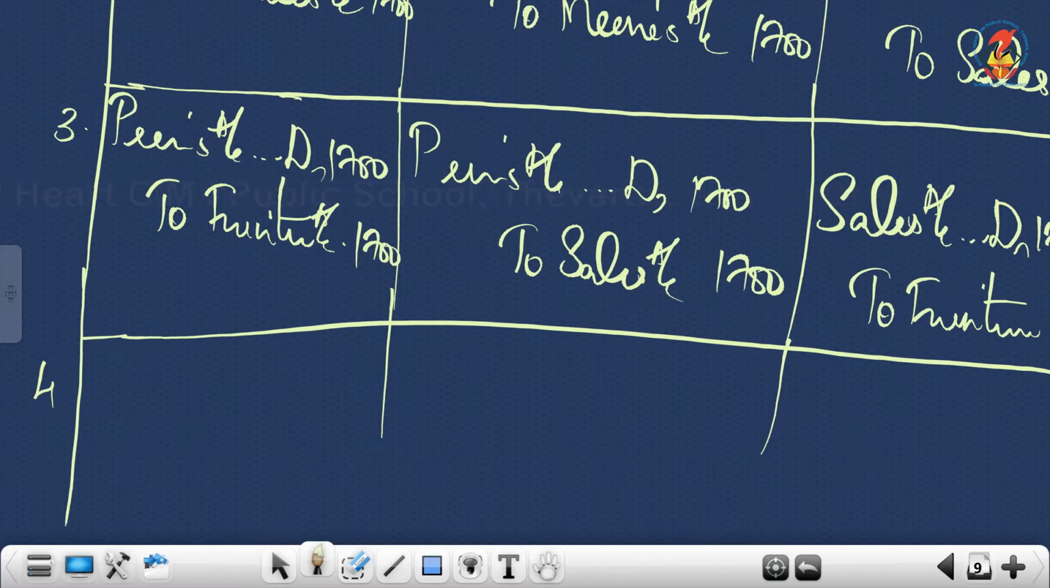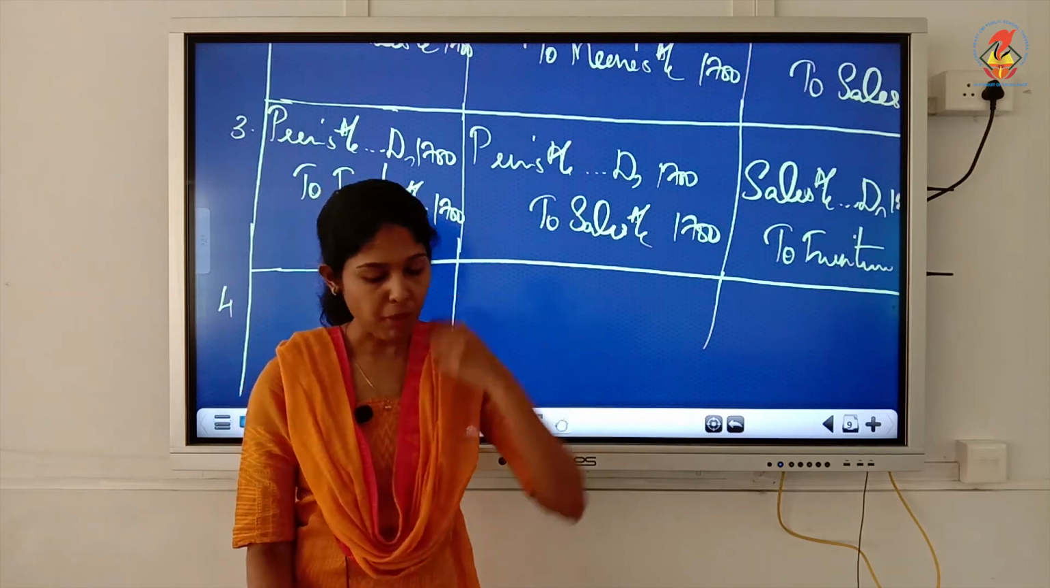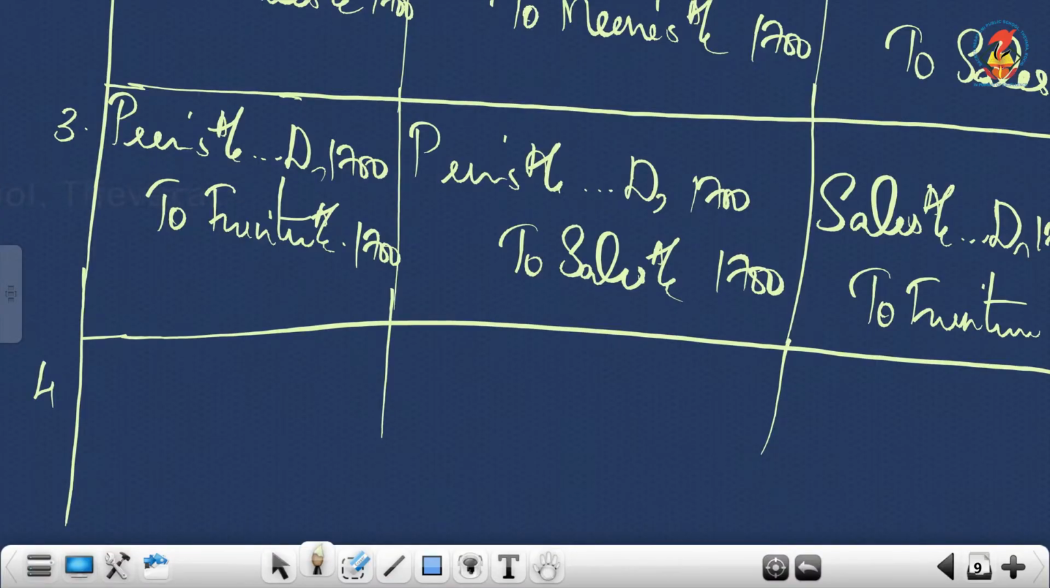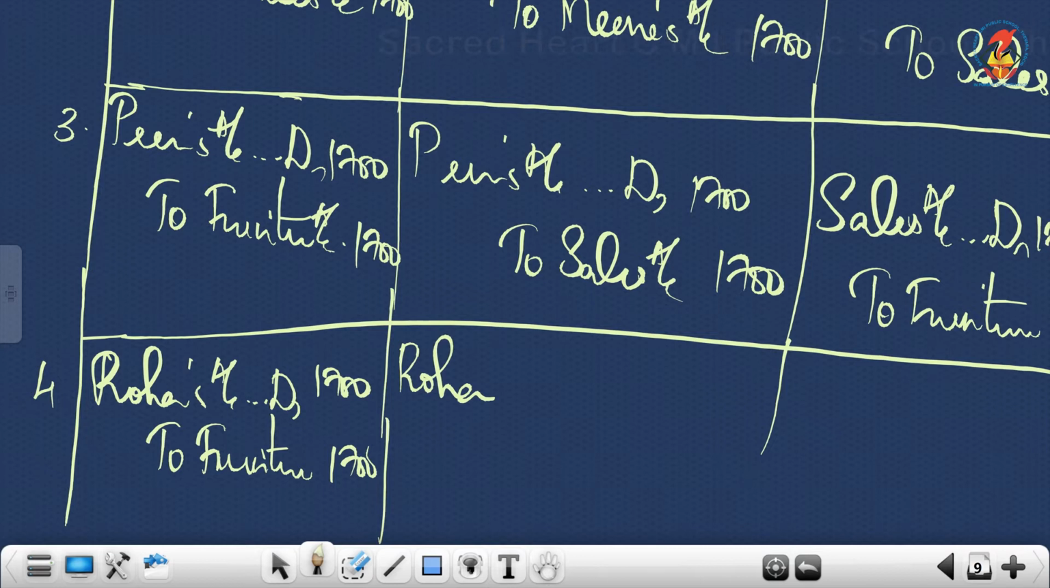Next one, credit sale of old furniture to Rohan, posted as 7100. Okay, the amount is different, entry will be same. Rohan's account debtor to, is it furniture? Yeah, Rohan's account debtor to furniture, the correct amount is 1700. We recorded it as 7100, the entry is correct.